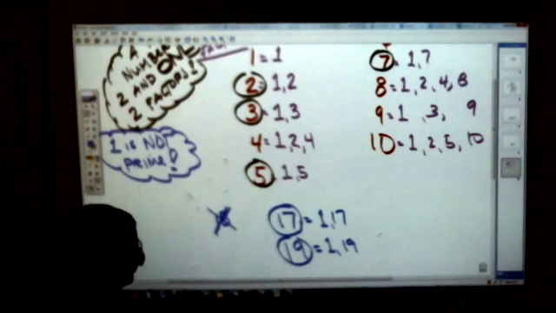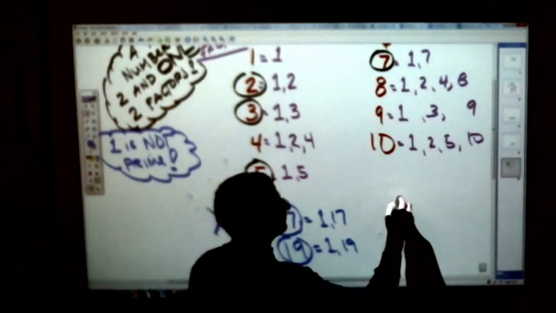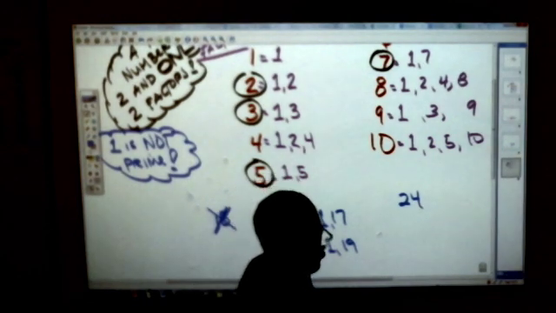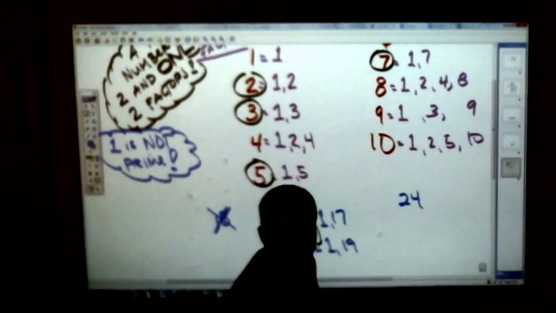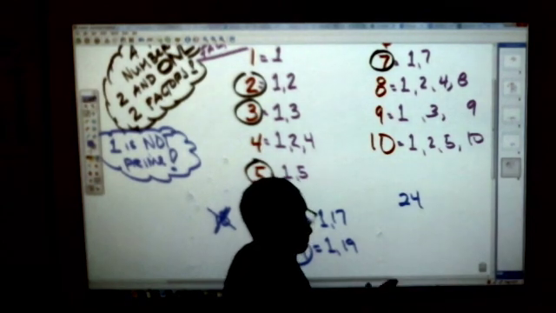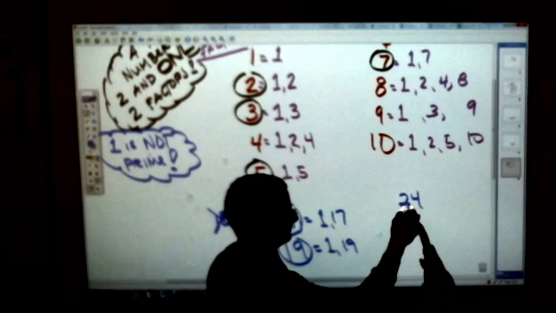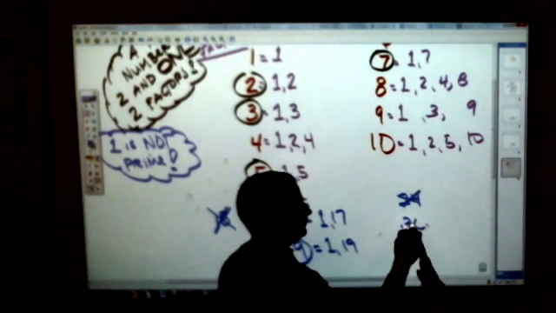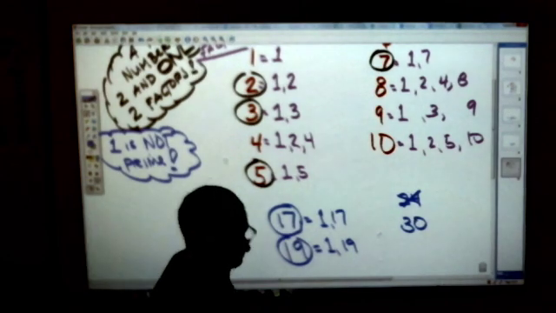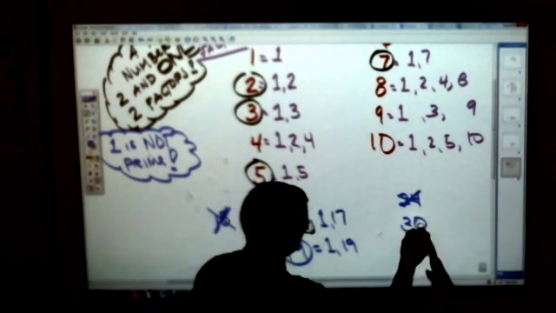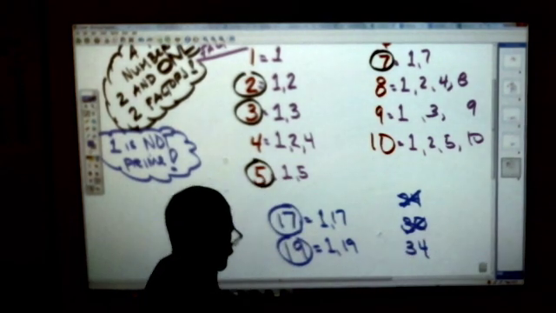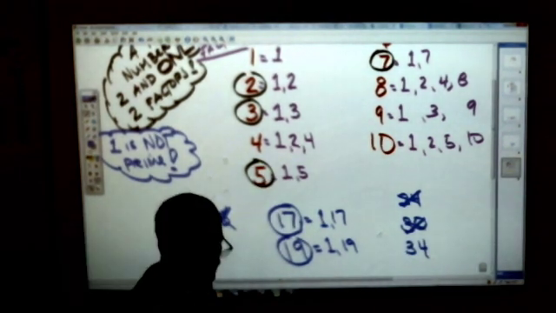Now there are some helpful little hints here. What about the number 24? What times what gives you 24? 6 times 4, 2 times 12, 3 times 8. What about 30? Is 30 a prime number? No. Why, James? Because 5 times 6. What about 34? Because what times what is 34?